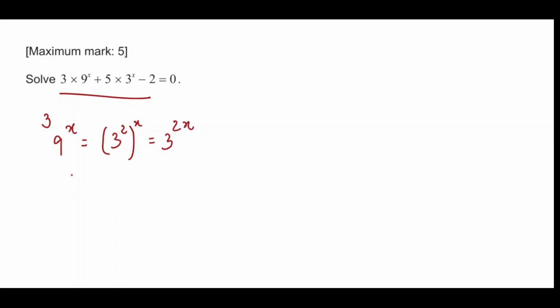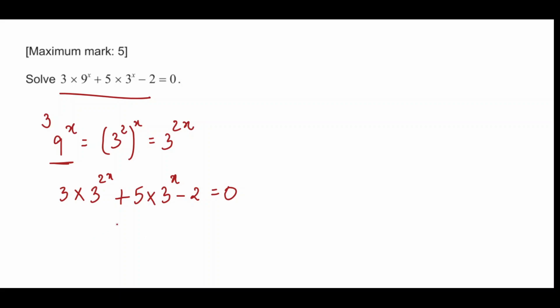Why we are doing this? We are doing this so we can convert this whole equation in terms of 3, in powers of 3, and then we can substitute to form a quadratic equation. Okay, so let's rewrite this with 9 raised to the power x written as 3 raised to the power 2x. So we'll write it as 3 multiplied by 3 raised to the power 2x plus 5 multiplied by 3 raised to the power x minus 2 equals 0. Now we have rewritten 9 raised to the power x as 3 raised to the power 2x.